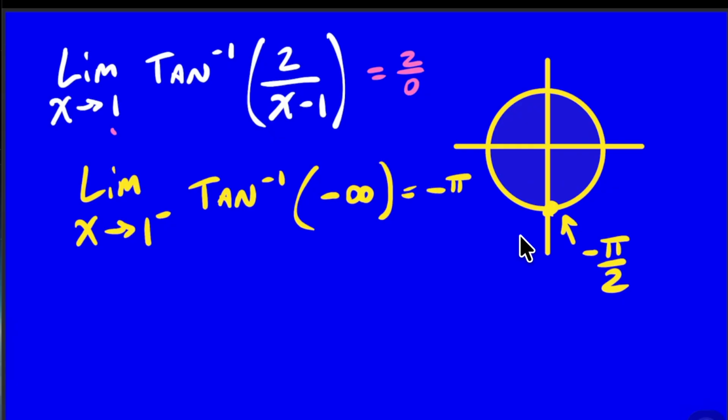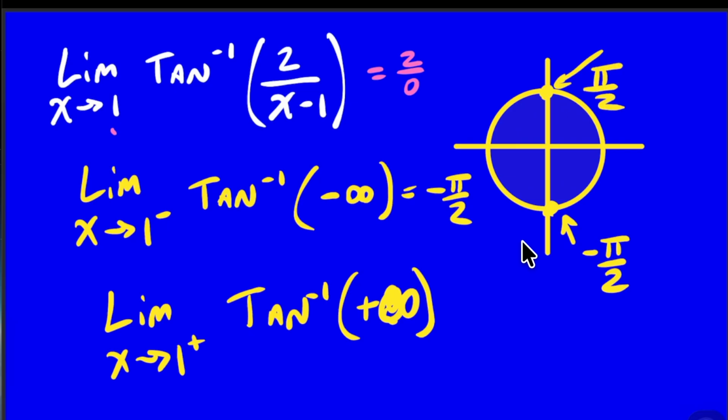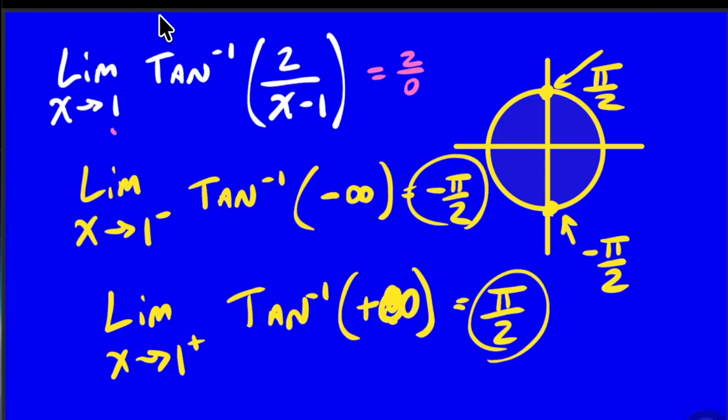And then if we do the limit as x approaches 1 from the right, that means we're going to be taking the inverse tangent of positive infinity. And where is the tangent positive infinity? None other than pi over 2. The fact that these are not the same means this original limit does not exist.